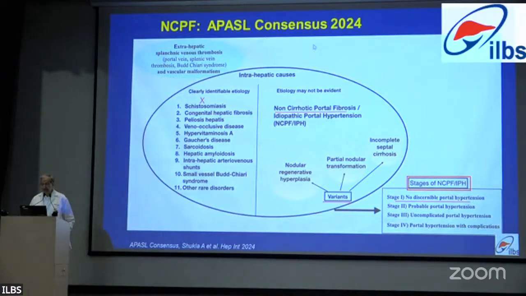In this consensus, for the first time, stages of NCPF were given. Stage 1, which we had described in 89, now is given stage 1. There is no portal hypertension. Only liver biopsy has features, which I'll show you. Stage 2, probable portal hypertension, but it's not clearly documented. Stage 3, uncomplicated portal hypertension, collaterals or varices, but no bleeding. And 4 is portal hypertension with complications. This terminology has been endorsed by nearly 285 investigators from Asia.